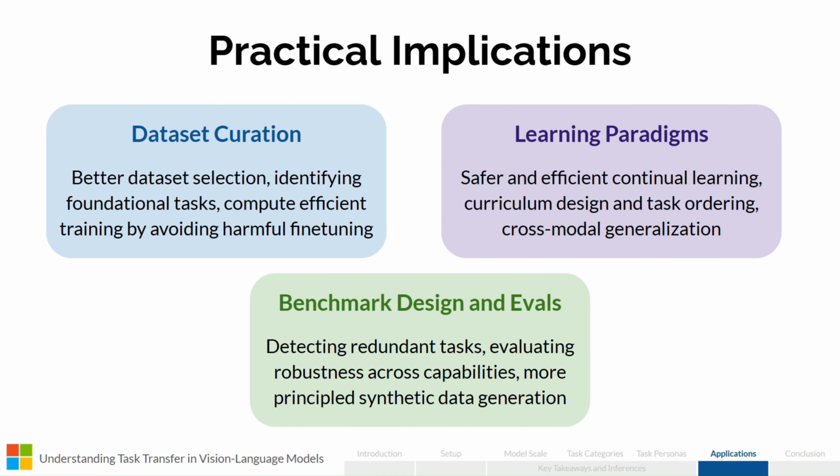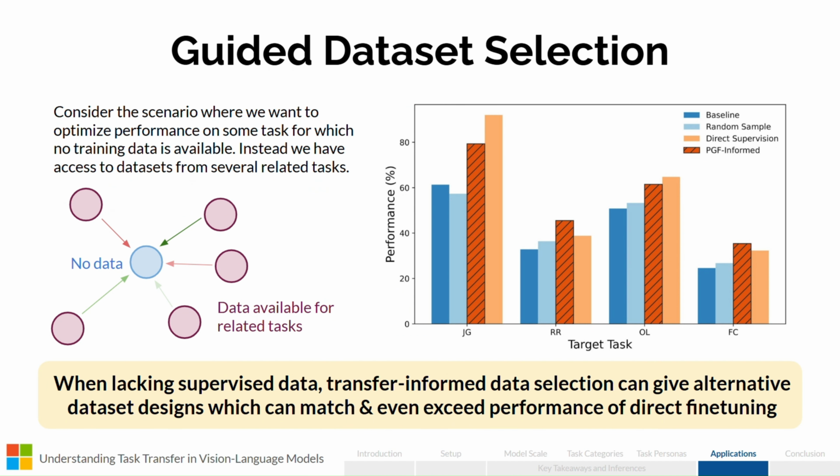So you might ask where all this analysis is helpful. We believe it has several practical applications ranging from dataset curation, learning paradigms, and benchmark design. We demonstrate one such application for dataset selection. We find that when we create data mixtures from the previous analysis that we showed, it can even outperform direct fine-tuning on the target task that we want. So this leads to more efficient paradigms of dataset creation.